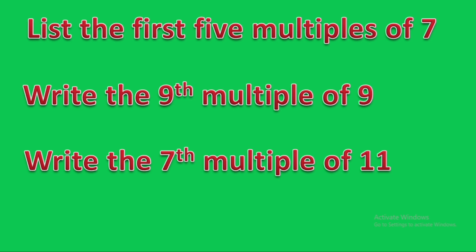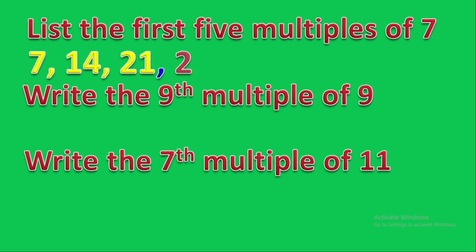Here on the screen you can see 3 questions. So let us solve them. Number 1. List the first 5 multiples of 7. So counting begins from 1. So simply you need to write the table of 7. So 7 ones are 7, 7 twos are 14, 7 threes are 21, 7 fours are 28 and 7 fives are 35. So this is the way we write the multiples.